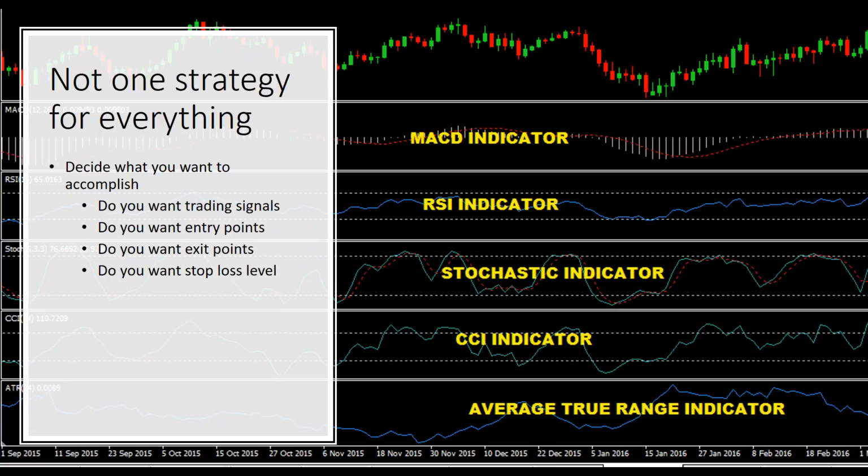Now, when you stop to decide what you want an indicator to provide for you, you have to break it down into several things, what you want to accomplish. Do you want an indicator that's going to give you trading signals?